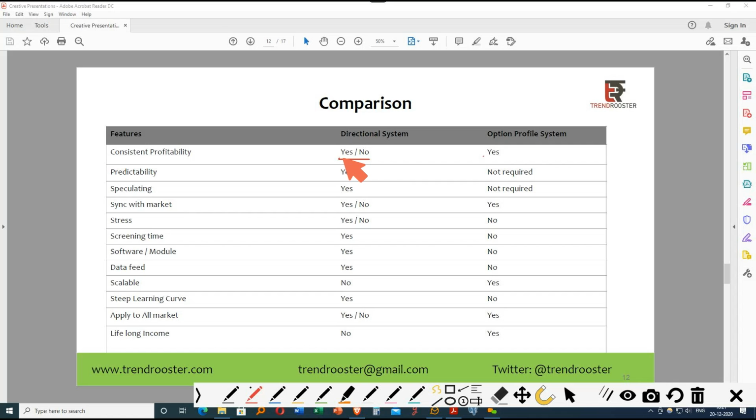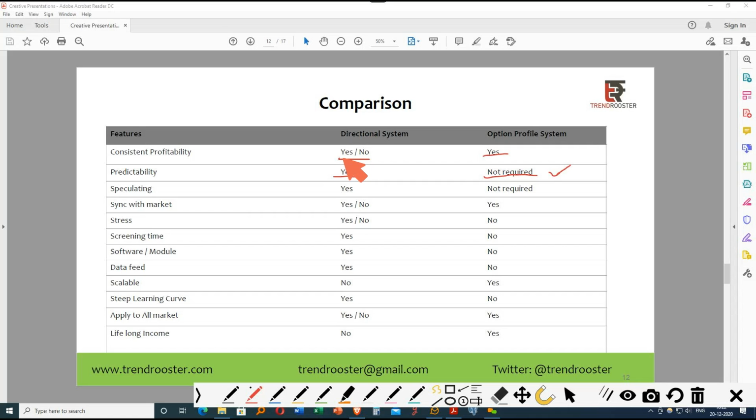In the same way, consistent profitability is very much possible with the option profile trading system. It's a base because it's laid out with the foundation of common sense. Predictability: in a directional system you have to predict the market. It has to touch the support and then go to the upside. So you're predicting random movements, and how many times can you do that? It's not easy to predict. But in option profile systems, you're not required to predict the market. Isn't that wonderful?